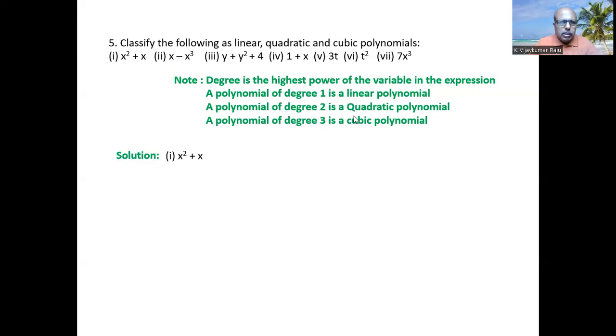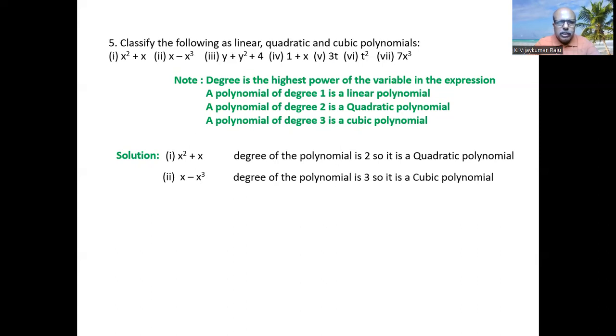So let's take the first one. X square plus x. Highest power is 2. So degree is 2. If degree is 2, it's a quadratic polynomial. Take the next. X minus x raised to 3. Here, highest power is 3. Degree is 3. Therefore, it's a cubic polynomial.